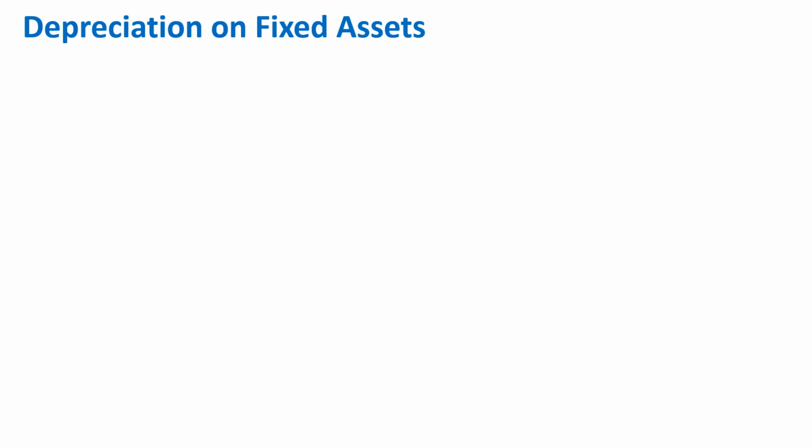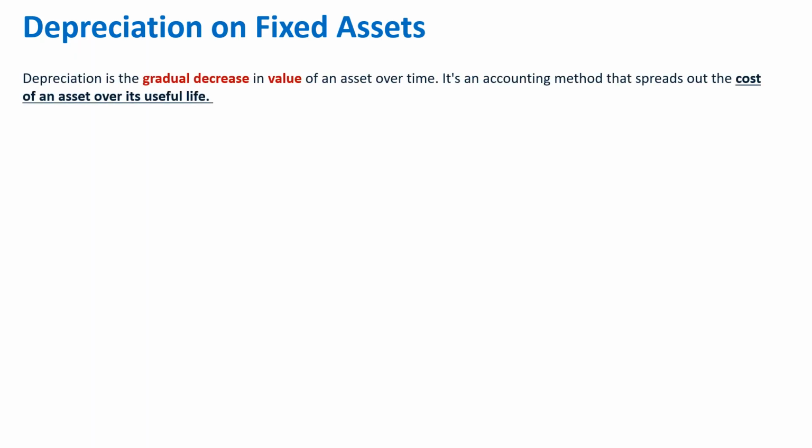Let's understand the meaning of depreciation on fixed assets. Depreciation is the gradual decrease in value of an asset over time. It is an accounting method that spreads out the cost of the asset over its useful life, right? In the first slide, do you remember we discussed assets like chimney, gas stoves, or, for example, furniture. Now you have invested this amount, right? But every year there will be wear and tear, right?